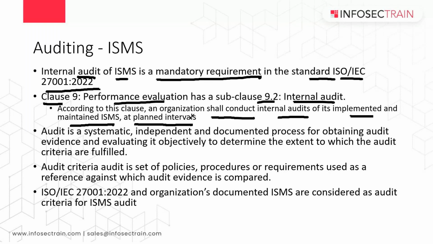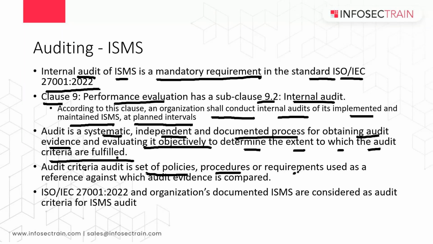So when there is a requirement of an internal audit, first and foremost, let us understand what is an audit. So audit is a systematic, independent and documented process for obtaining audit evidence and then evaluating it objectively to determine the extent to which the audit criteria are fulfilled. So what is audit criteria now? Audit criteria is the set of policies, procedures or requirements which are used as a reference against which the audit evidence will be compared.